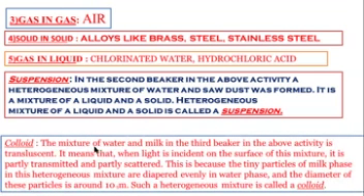Colloid. The mixture of water and milk in the third beaker in the above activity is translucent. It means that when light is incident on the surface of the mixture, it is partially transmitted and partially scattered. This is because the tiny particles of the milk phase in this heterogeneous mixture are distributed evenly in the water phase, and the diameter of these particles is around 10 raised to minus 7 meter. Such a heterogeneous mixture is called a colloid.